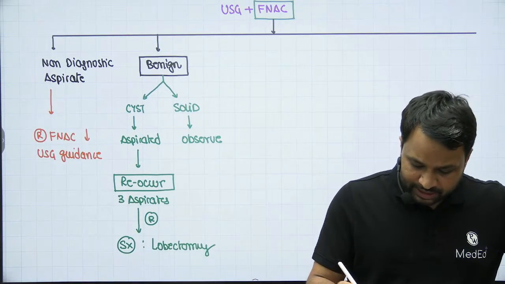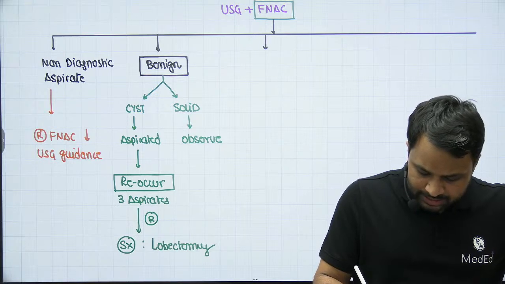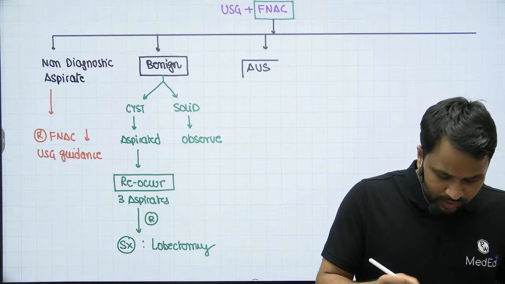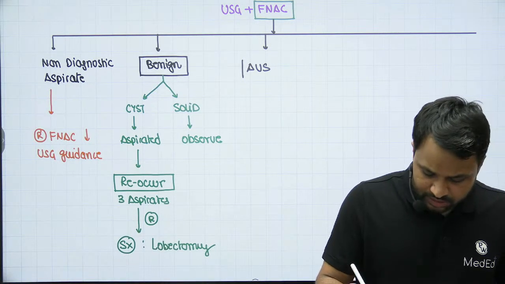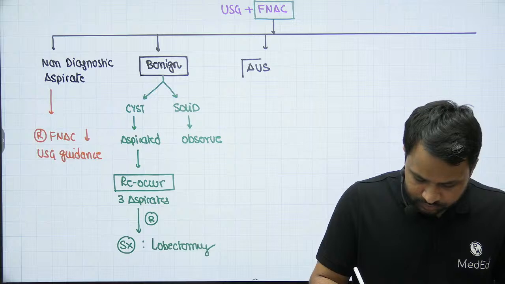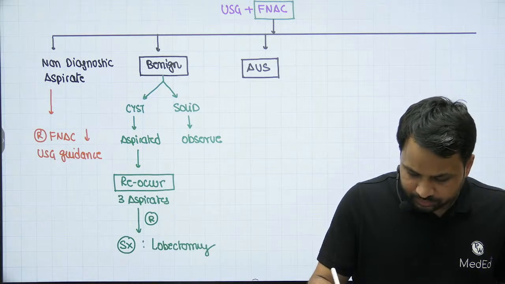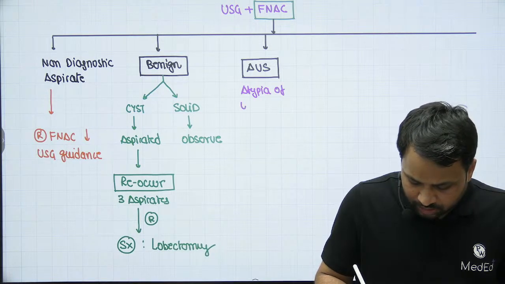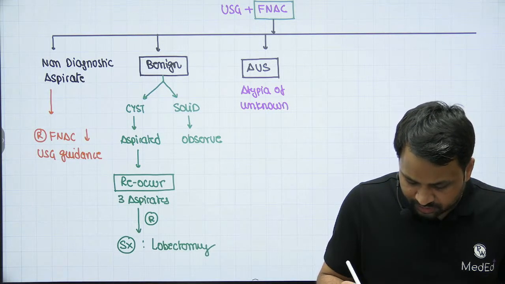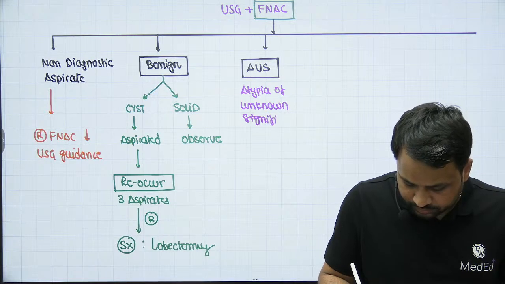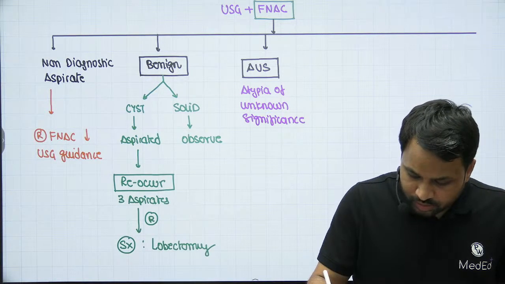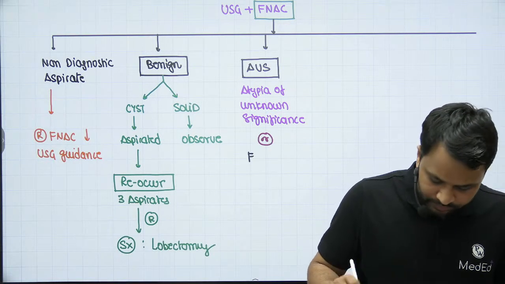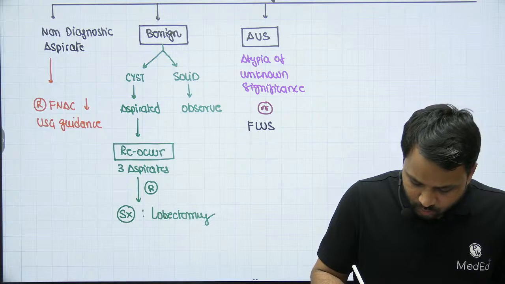Now there's something which is very tricky. You might often get something called AUS. AUS stands for atypia of unknown significance. It is also known as FLUS; some textbooks will mention this as FLUS.